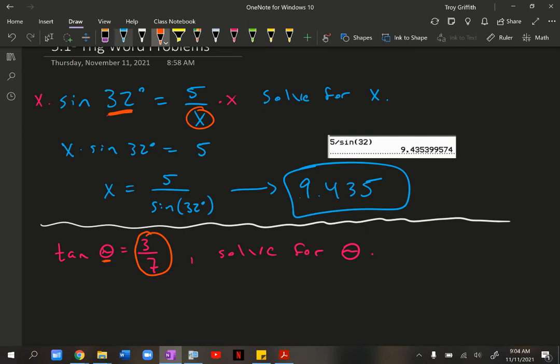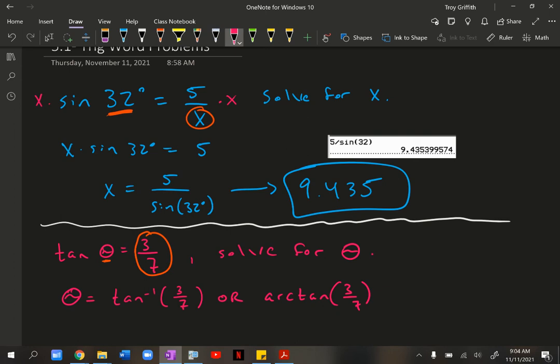Now we've talked about how we do this, and it's using something called an inverse trig function. So in order to solve for theta, we're going to have to switch this around and put it in its inverse form. And what its inverse form is going to look like is tangent to the -1 of this ratio, or you could write this as arctan of 3/7. Okay, so what this says is find an angle that has a tangent value of 3 over 7.